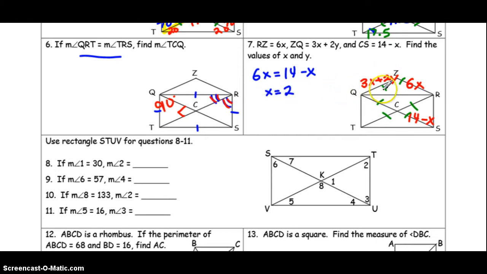Now we can go back and write an equation like 3x plus 2y equals 6x because we know what x is and we can substitute it in. 3 times 2 plus 2y equals 6 times 2. Now, all you need to do is simplify and solve for y, and if you do that, you should get y equals 3.